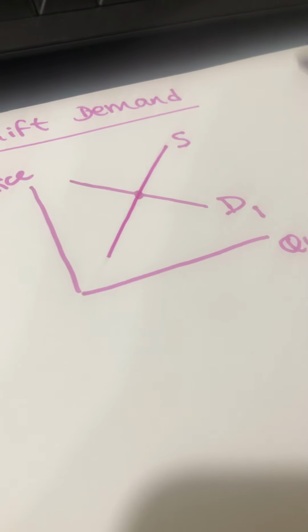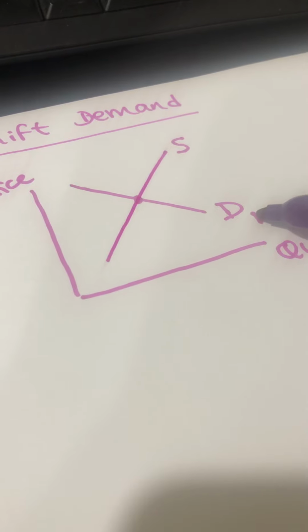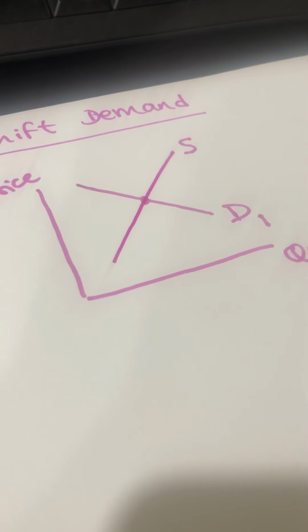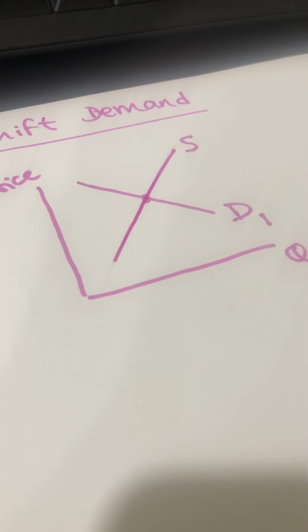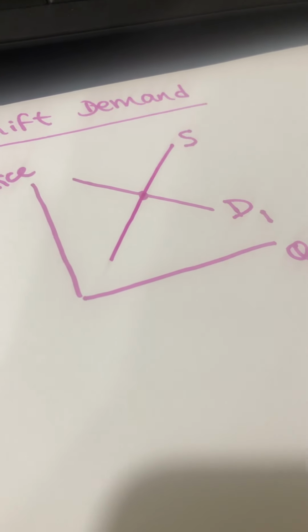Hi everybody, in this video I'm going to talk about shifting our demand when we are at the equilibrium. This is our downward slope demand. This is my original demand. That's why I'm calling it D1. You can go with D0 and then call your new demand D1. You can go with D D prime. It's just up to you.